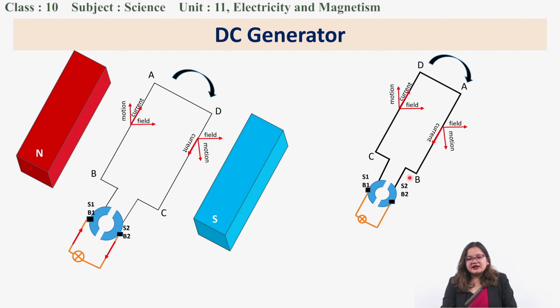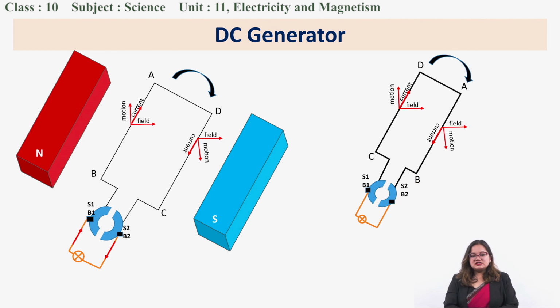This AB part is now being connected to S2 and B2. In the earlier AC generator, the connectors in the slip rings were the same, right? But right now they have exchanged their position in the case of commutators. Earlier AB was connected to S1, now AB is connected to S2.